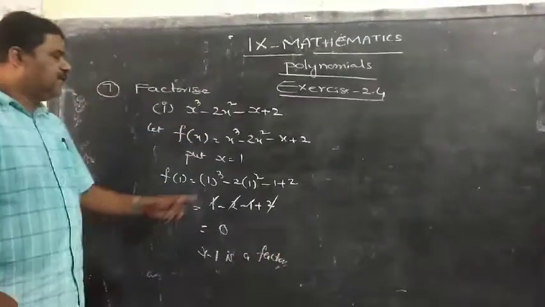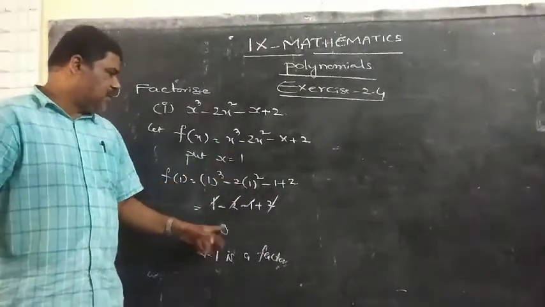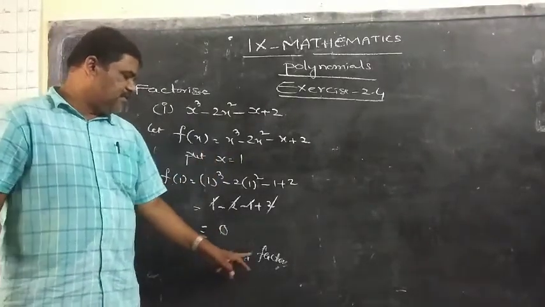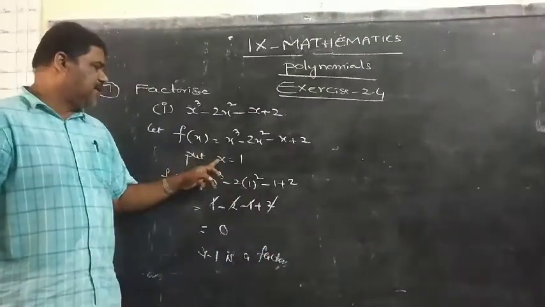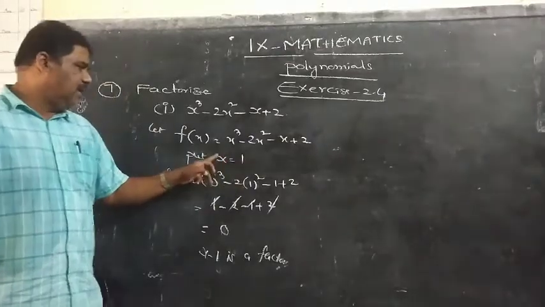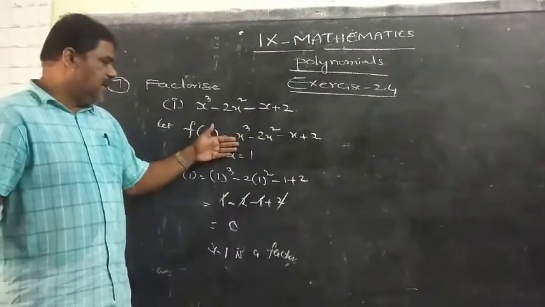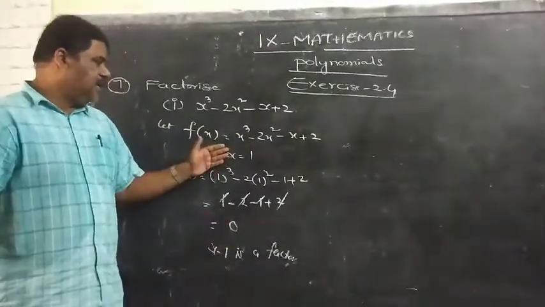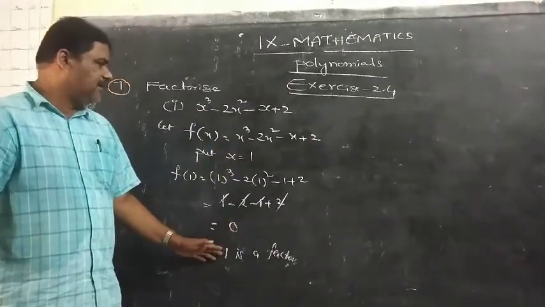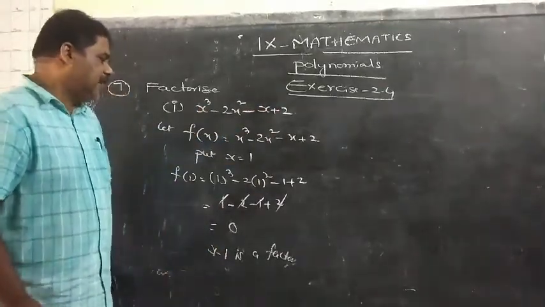So like this, one factor we have to find by the trial and error method. Try for x is equal to 1. If you get 0 as the answer, x minus 1 is a factor. If you get other than 0, then x minus 1 is not a factor. Then we have to try for x is equal to minus 1, like that x is equal to 2, x is equal to minus 2, x is equal to 3, x is equal to minus 3. Like this, for these 6 numbers, any one will give a factor. So here x is equal to 1 is giving 0, therefore x minus 1 is a factor. One factor we got. Now total 3 factors are there, the remaining 2 factors we have to find by the factorization method.